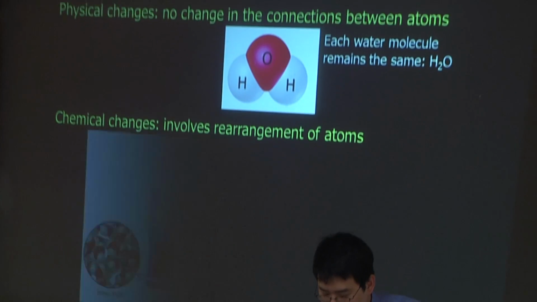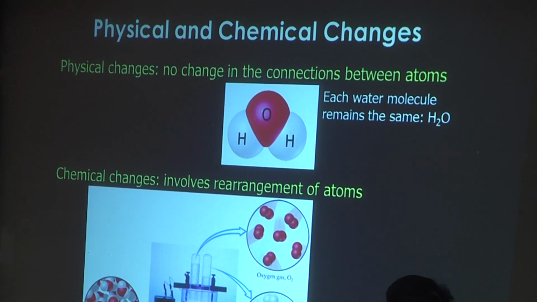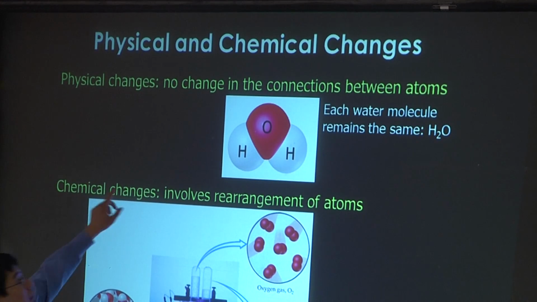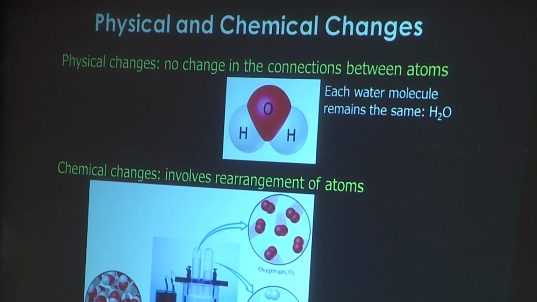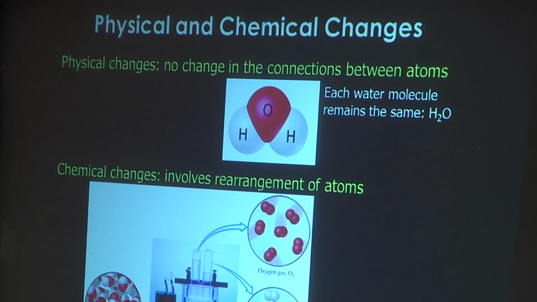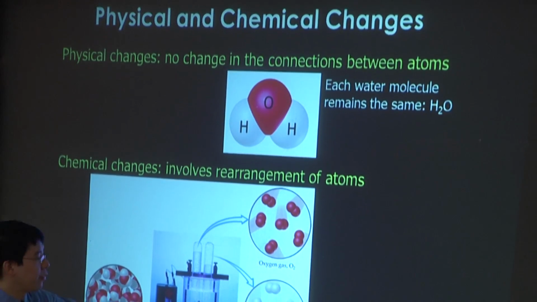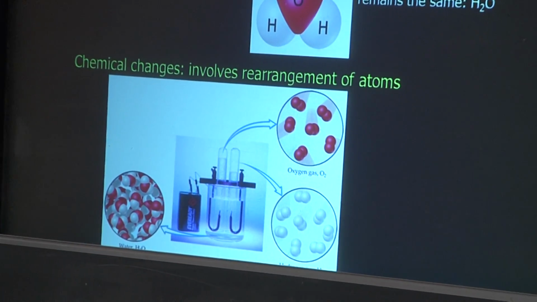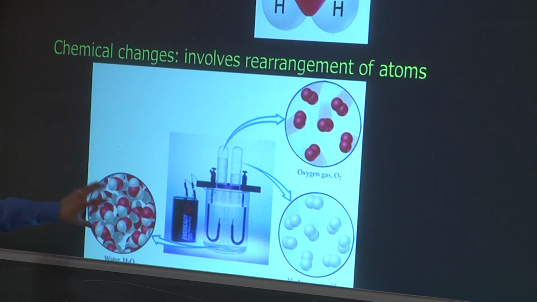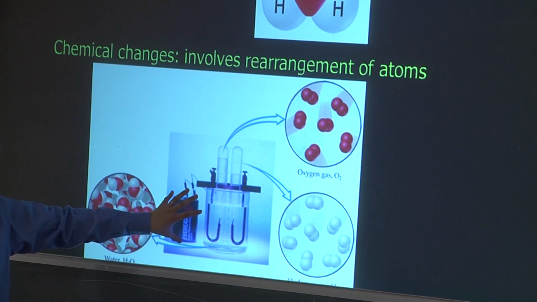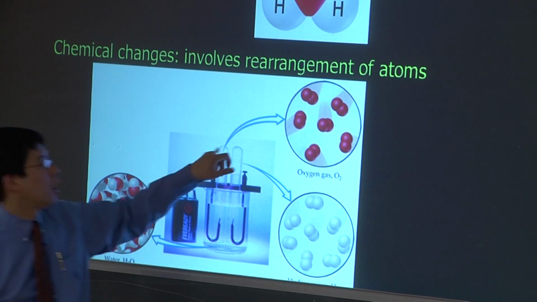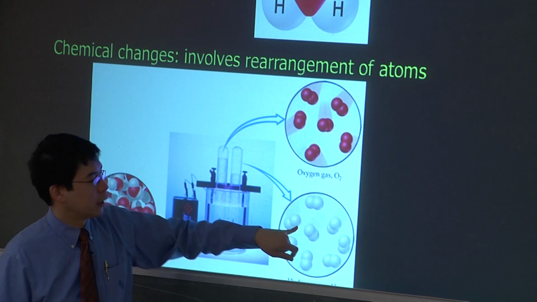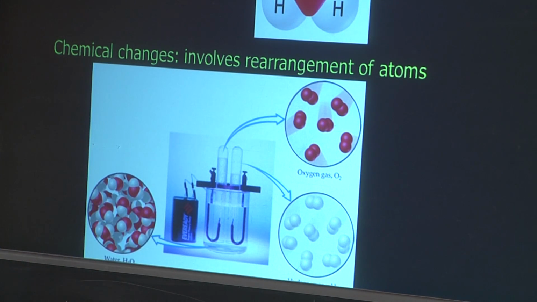Okay, so what about water, right? If we heat water, we boil it, no change between the connections in the atoms in the molecule. But if we take water and we run an electrical current through it, then we're going to get some changes, right? If you run a current through it, you're going to break the water down into oxygen gas, O2, and hydrogen gas, H2. That is a chemical change.